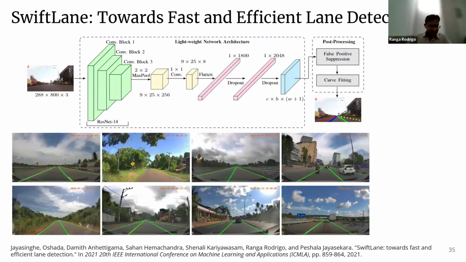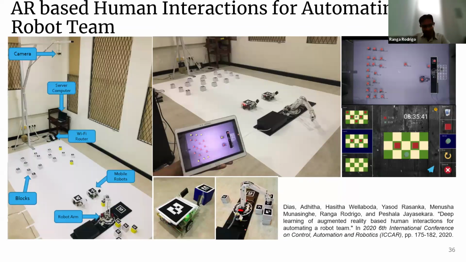This is the drivable area detection work by Oshada and others for many Sri Lankan roads. This is also quite hard for Sri Lankan roads, although it can be done for other roads. So this is also published. And then this work was done some time ago, 2020.